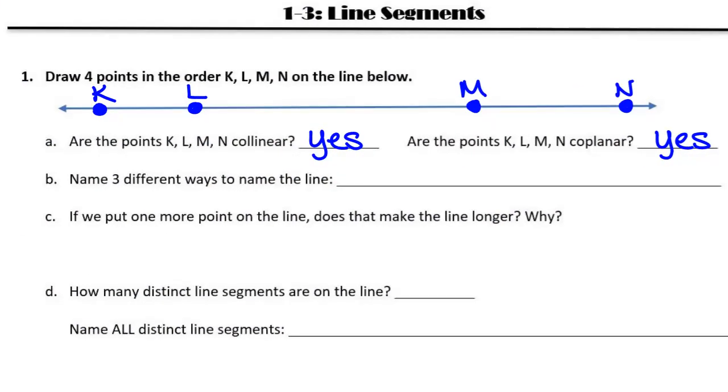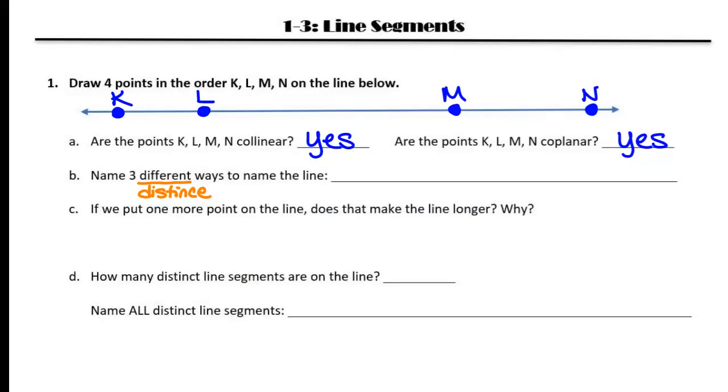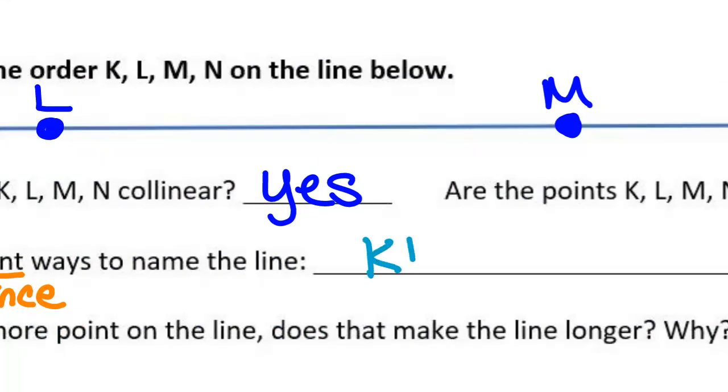Name 3 different ways to name the line. So if I want them to be different, they need to be distinct. How many letters, how many points do we use to name a line? For a line? 2 for a line. Which ones get 3? Planes. Planes get 3 letters. Lines get 2 letters. Only ever 2 letters. No more than that for lines. So I could name this line KL with a dash and the arrows over the top.